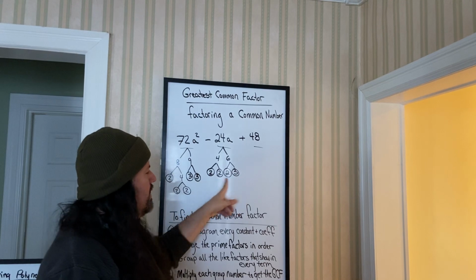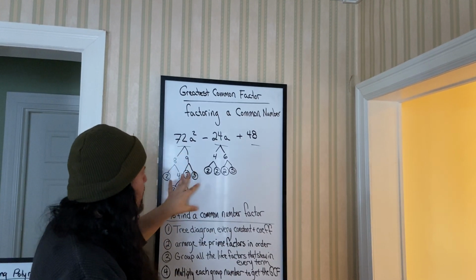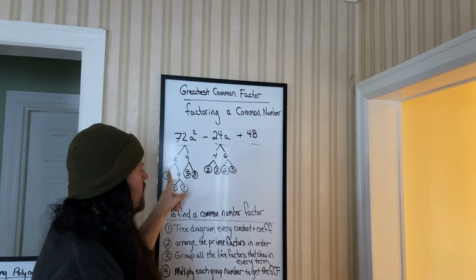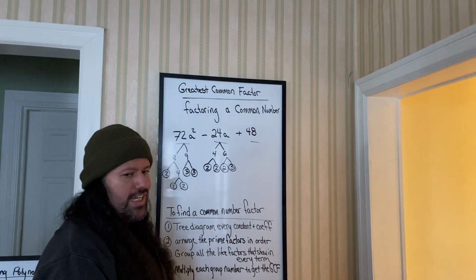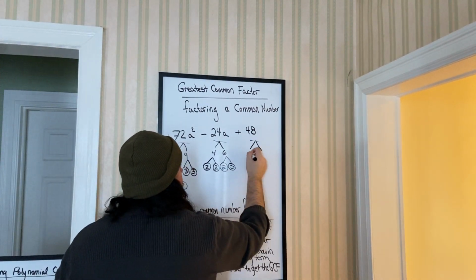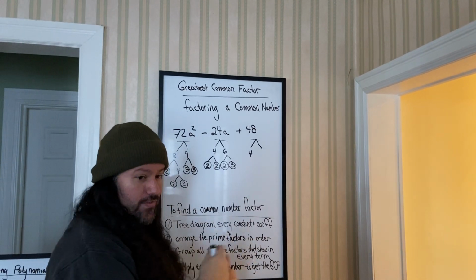And then these are prime numbers, so I'm done. We call this a tree diagram because you can see it starts looking like a Christmas tree with ornaments at the bottom and it starts branching off. Let's do 48. Again, it doesn't matter what you start off with. We'll all have the same numbers down here, just maybe in a different order.